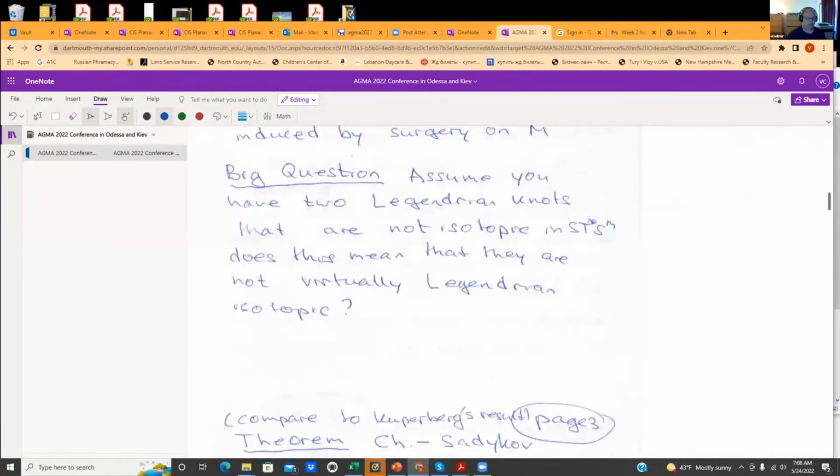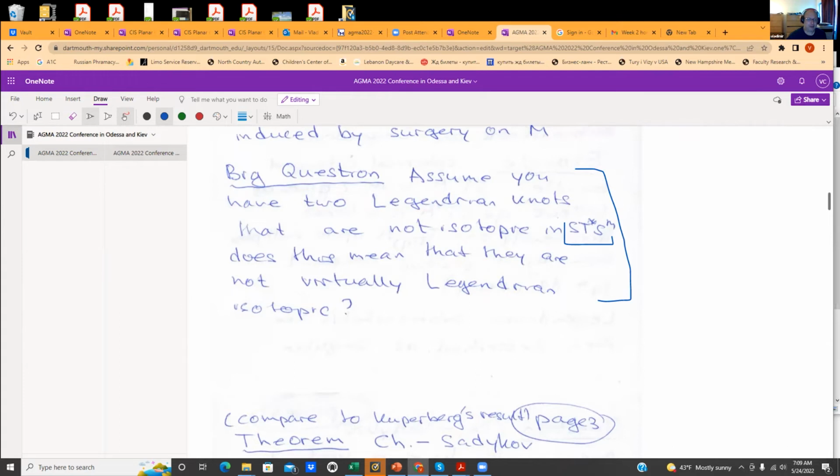It's a big question. Assume that you have two knots which are not Legendrian isotopic in the spherical cotangent bundle of the manifold. Does this mean that they're not virtually Legendrian isotopic? It is not obvious at all that this would be the case, but we believe it will be, and I will try to provide some justification for why this might be the case.